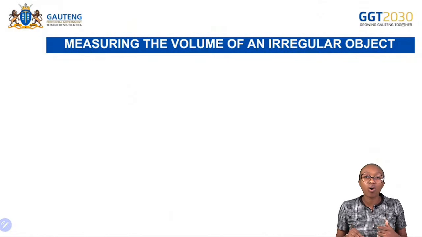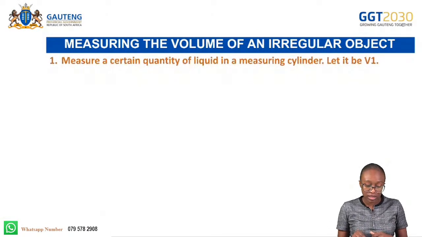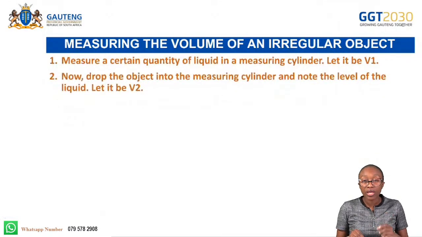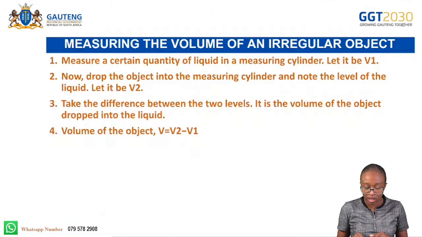Now, how do we measure the volume of an irregular object? Because not all objects have length, width, and height. So this is how we measure it. You measure a certain quantity of liquid in a measuring cylinder. For example, you can pour 20 milliliters of water in a measuring cylinder, and you call that V1. Then you drop the object into the measuring cylinder, note the new level of water, and record it as V2. Then you take the difference between V2 and V1. That is the volume of the irregular object. So the volume of the object, V, is equal to V2 minus V1.